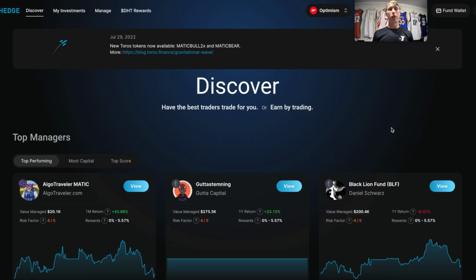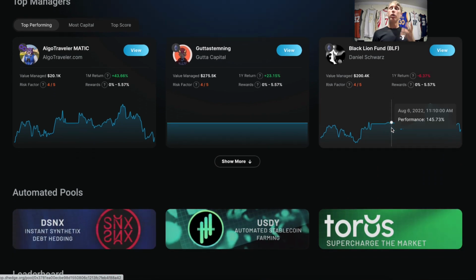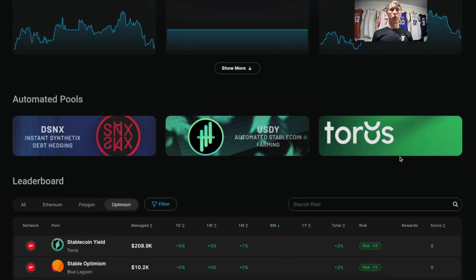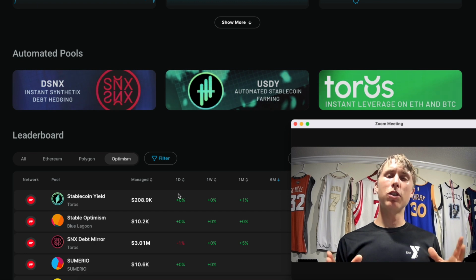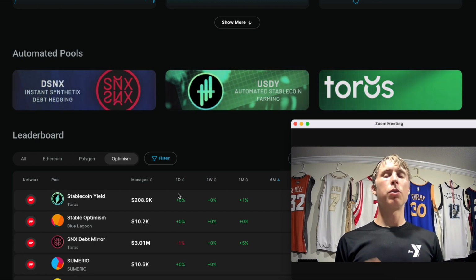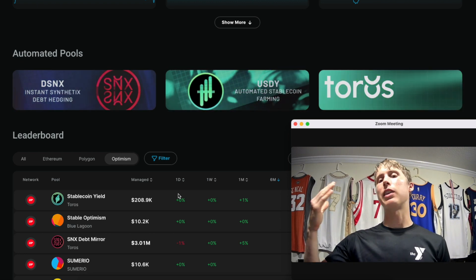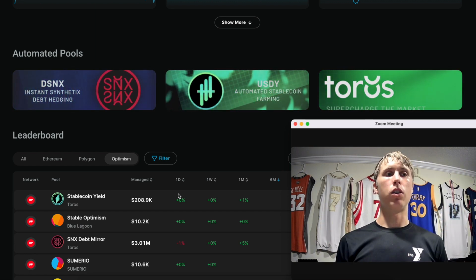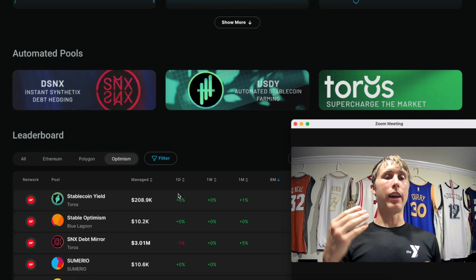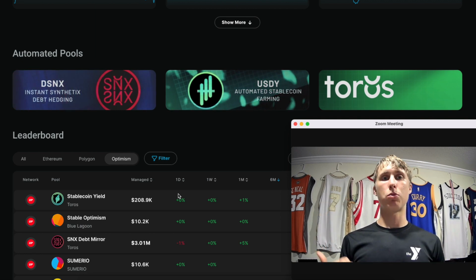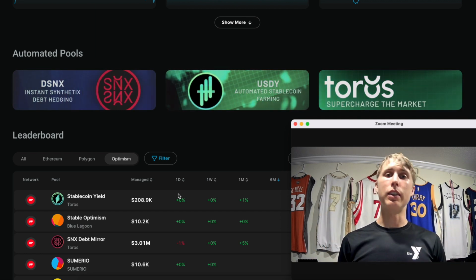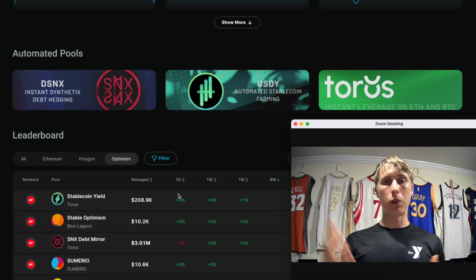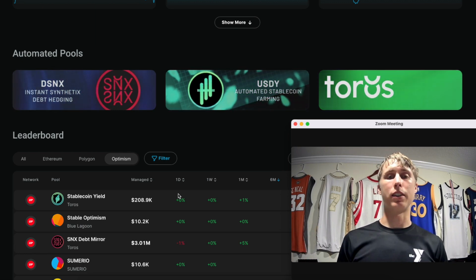The next protocol I want to show you is dHEDGE. You can basically look at this like a social trading platform. What does a social trading platform mean? Well, the TLDR on it is it's almost like copy trading. Let's say, for example, I started my own vault on dHEDGE. I would say, hey, look, this is my strategy. This is what I'm doing. I would deploy it on the dHEDGE marketplace. And if anyone wants to copy what I'm doing, they can deposit into the vault.